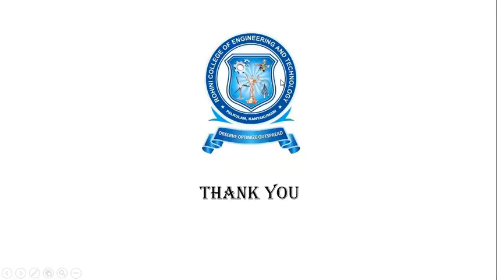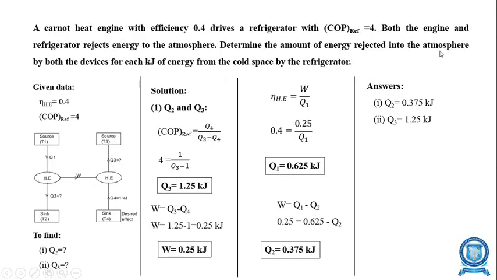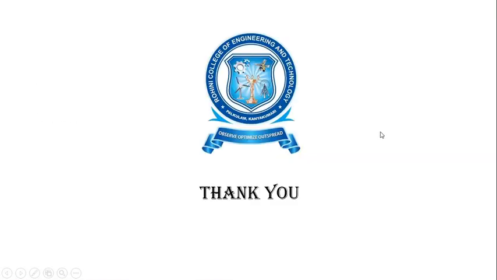Therefore, the question asked here is the amount of energy rejected into the atmosphere. That is both the Q2 and Q3. This is the answer we have to find. For finding this, we found all the values of Q1, Q2, Q3. Here we have mentioned Q2 is nothing but the heat rejected from the heat engine, and Q3 is nothing but the heat rejected from the refrigerator. Both the values we found. Thank you.